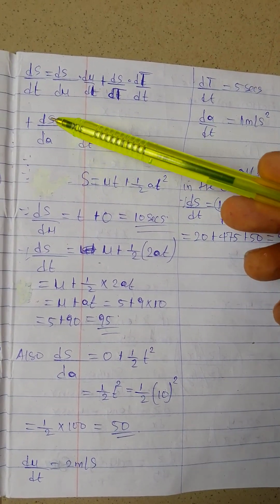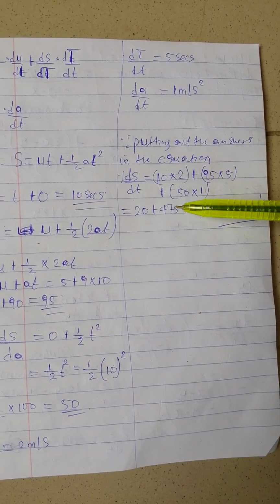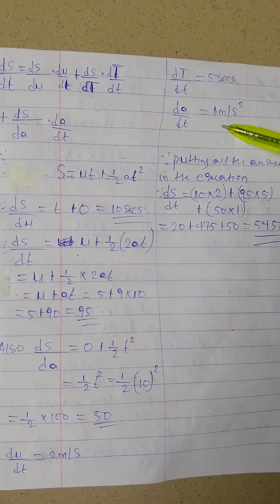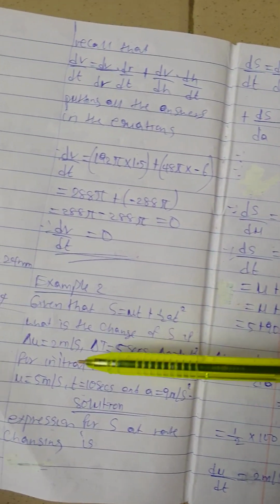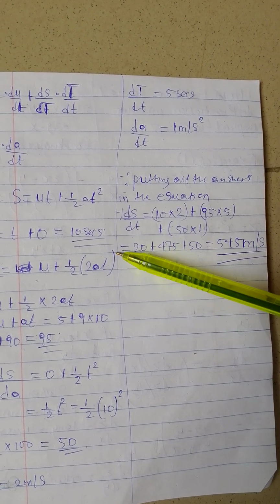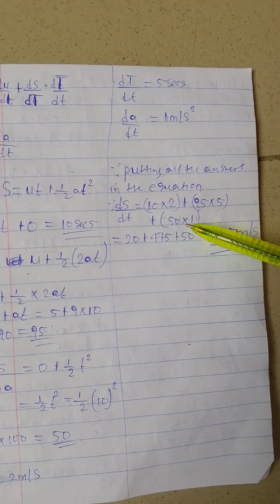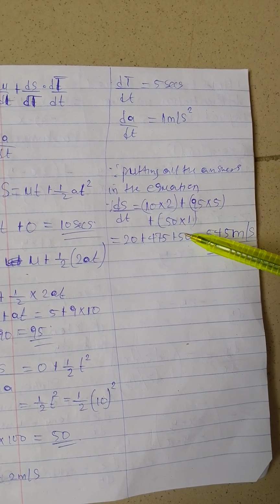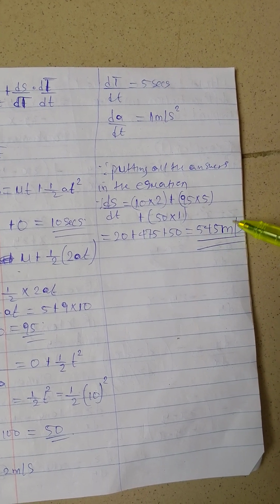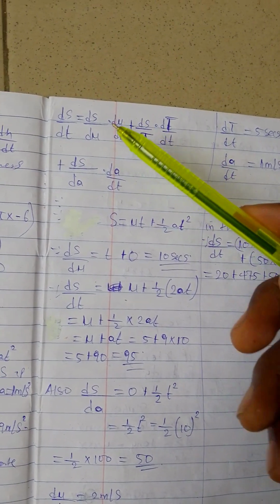Plus my answer for ds over da is 50. So that becomes 50 times, and my answer for da over dt is 1. That is already given. Everything is already given. That becomes times 1. Therefore that becomes dx over dt is equal to 10 times 2 is 20. 95 times 5 is 475. Now plus 50 times 1 is 50. So if you sum up everything here, will give you 545 meter per second.